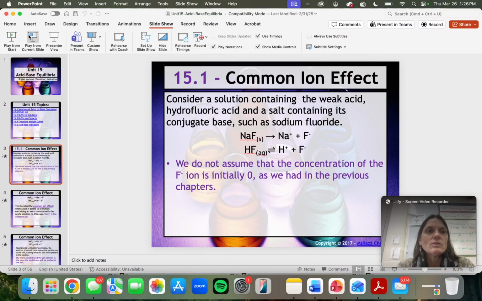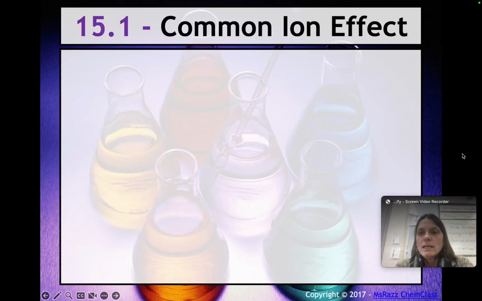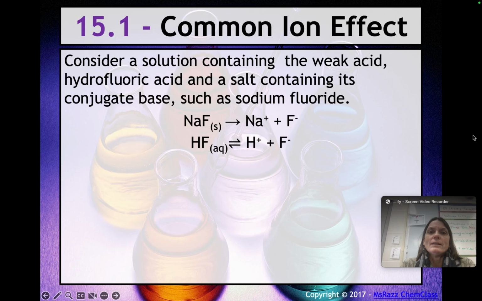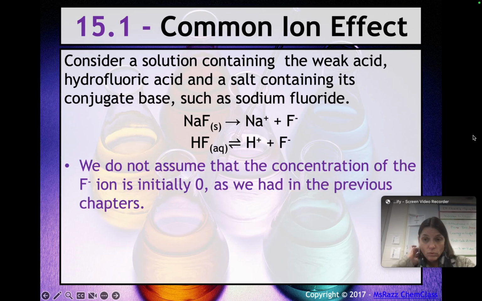Okay, so we're going to just go back to this one real quick and take a look here. There's this thing called the common ion effect. The common ion effect is what happens when you have an equilibrium system and you add one of the ions that's in the system. The equilibrium system in this example is with the weak acid HF.